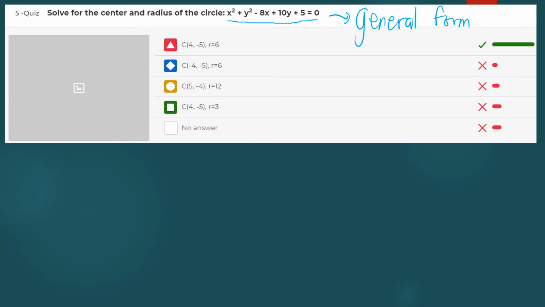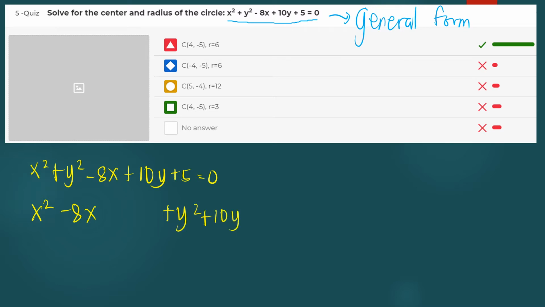So if we're going to do that, our given equation is x squared plus y squared minus 8x plus 10y plus 5 is equal to 0. Okay, so let's group the same variables together. So, we have x squared minus 8x, and we leave a space because we're going to find a value here. Plus y squared plus 10y, is equal to 0. But we have here 5, so we can transpose 5 to the other side of the equation, making it negative.